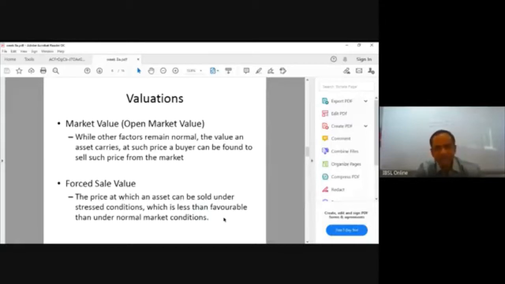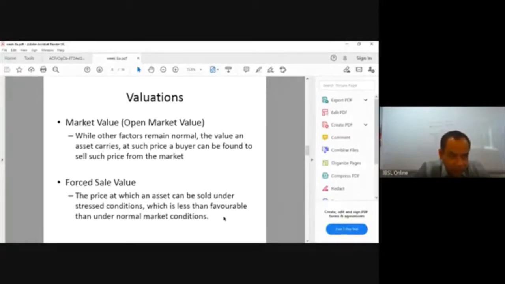Valuations. Normally we go for a look at a market value. Now anything we'll talk about a market value. A property's market value, what do we mean by market value? We mean by market value: what is the value of this particular property or asset? What is the value of the property?